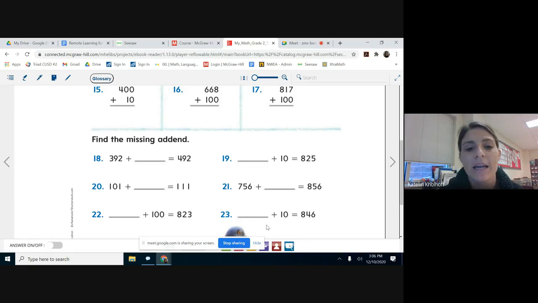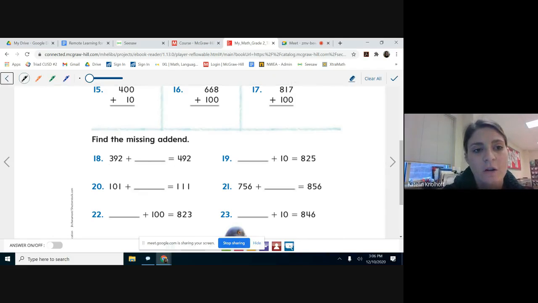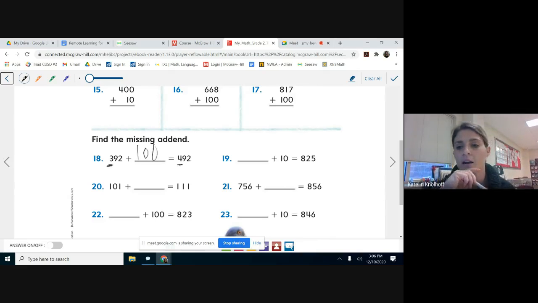So number 18, it says 392 plus question mark equals 492. So what place value in these numbers is changing? Well, the place value that's changing is the hundreds. So then I know that I'm going to add 100.